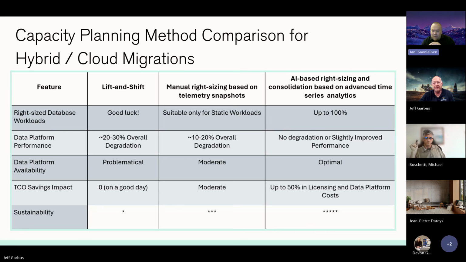Also, you can consolidate the workloads. With machine learning you can solve the bin packing problem, figuring out which workloads don't peak at the same time, so you optimize and minimize the sleeping CPU cycles and so forth. That's a very important part of AI-based capacity planning. And then you end up having up to 50% licensing and data platform cost savings on TCO level.